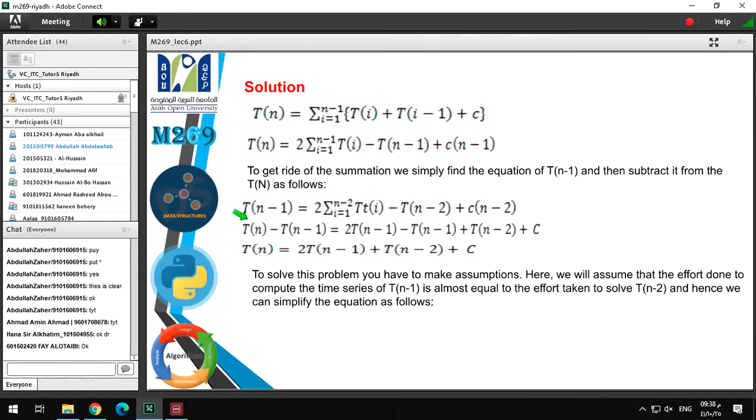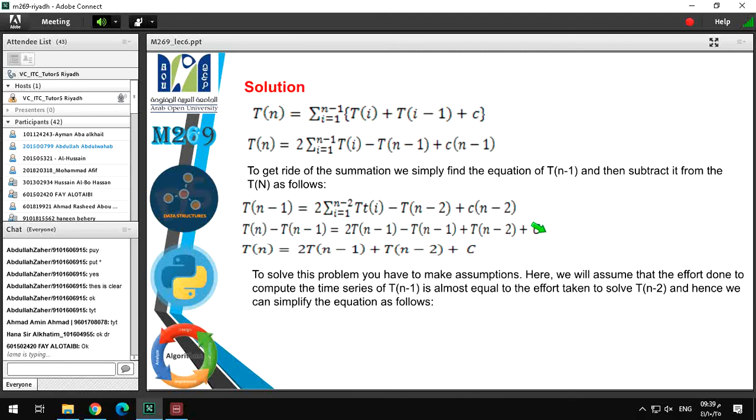And then we find the t(n-1) equal, this is actually for the n minus 1 of the t. And then we subtract t(n-1) from t(n). Then we have 2t(n-1) minus t(n-1) plus t(n-2), which is this one, plus c. And I showed you how we found the c, assuming that c is a common factor between the two equations, and then t(n) will equal 2t(n-1), this one, plus here we have actually t(n-1) plus t(n-2) plus c.